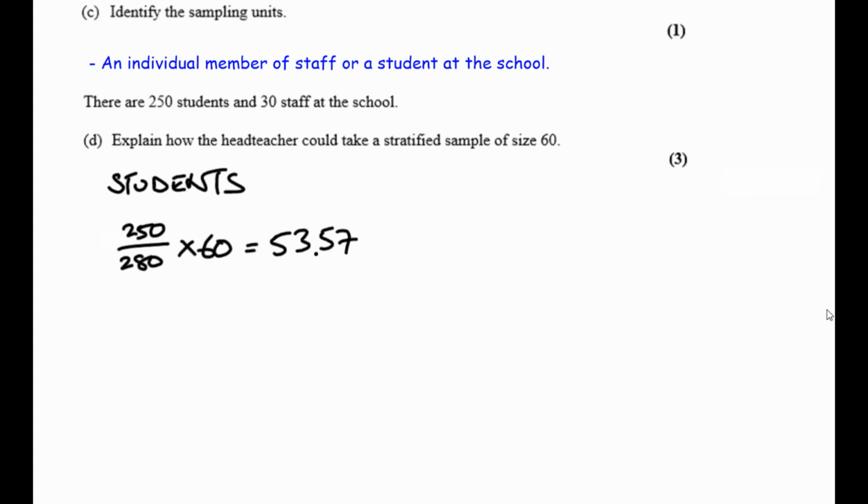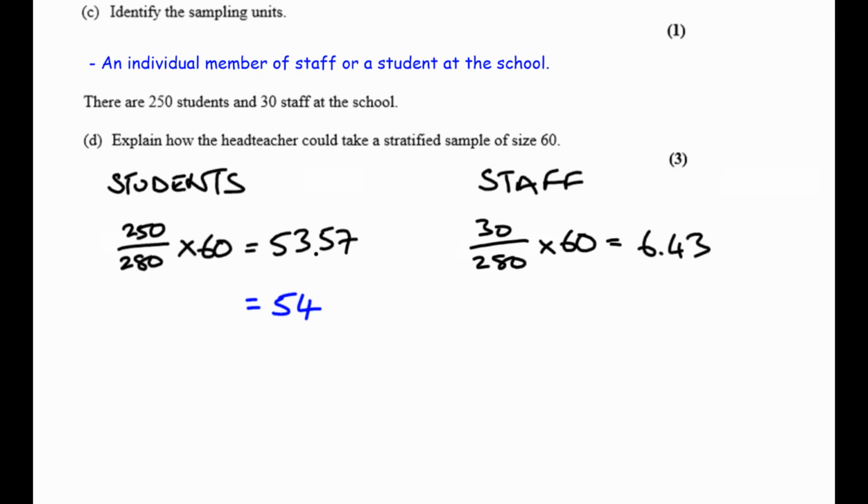This will need to be rounded. We'll do that in a second. And for staff, we'll get 6.43 to 2 decimal places. So we've jumped straight into the calculation just to know how many: 54 students and 6 staff, and that's going to be my sample of 60.